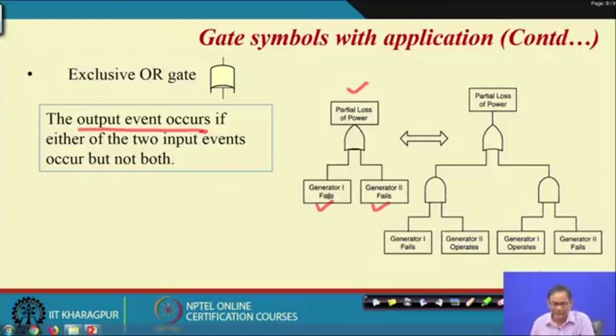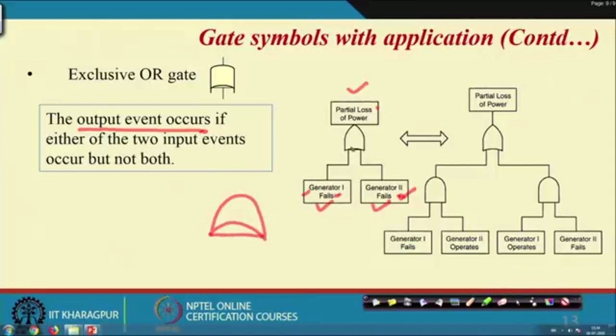You can extend to more inputs, but for two inputs it is like this. So, this is the case. Suppose the output event occurs if either of the two events occurs, not both. If both occur, suppose this fails and this fails, there will be no power. If this fails and the second one does not fail, or the second one fails and the first one does not fail, then it is partial loss. As a result, we are using this symbol, the exclusive OR symbol is like this.